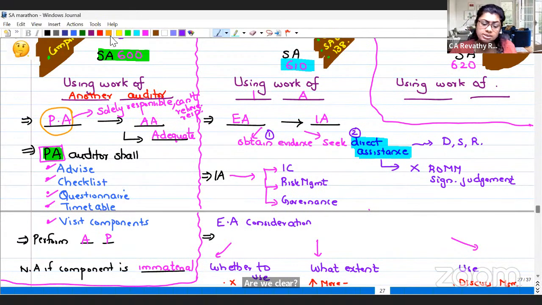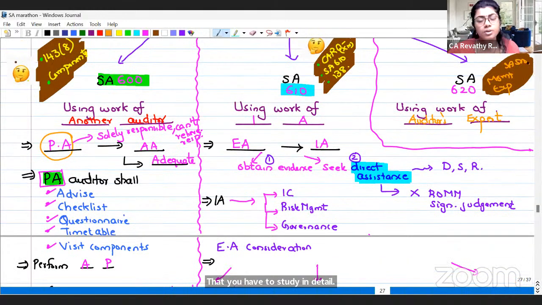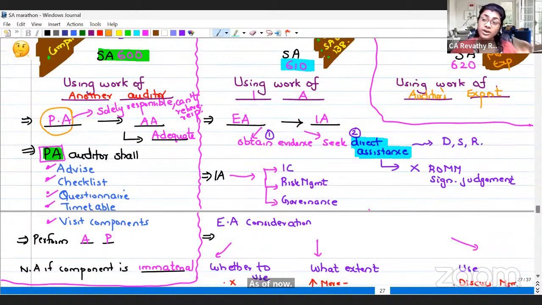SA 620 is not there in the syllabus. I'll say it in 30 seconds. SA 620 is using the work of an auditor's expert. But which other SA came to your mind? SA 500 is management's expert. That you have to study in detail. As of now, 620 is not there in the syllabus. 500 is management's expert, 620 is auditor's expert.